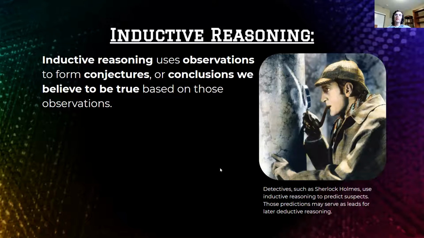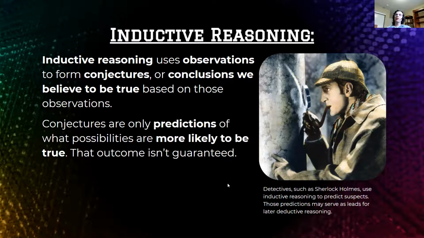With inductive reasoning, we use observations like the evidence that Sherlock Holmes collects to form conjectures or conclusions we believe to be true based on those observations. So a conjecture is essentially, like I was saying, an educated guess, right? It's like a pattern you recognize that this typically will be true, or that you think this is likely to be true. It could be very likely to be true, but it's not a guarantee. You see, conjectures are only predictions of what possibilities are more likely than other possibilities, right?